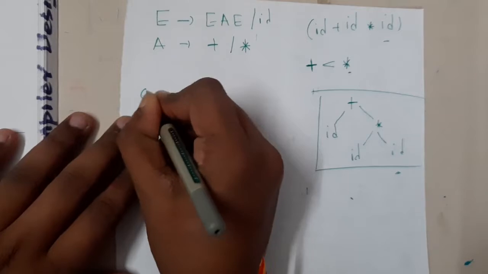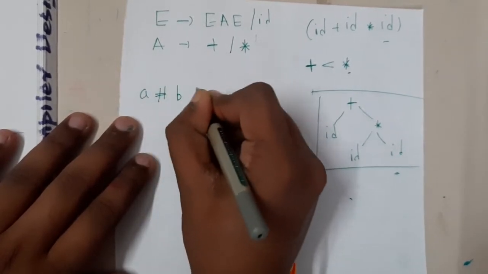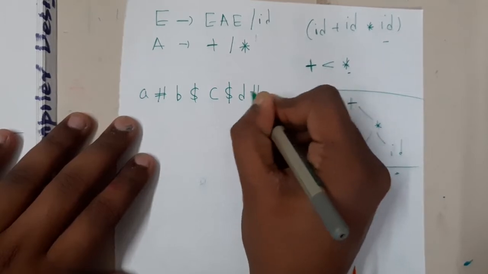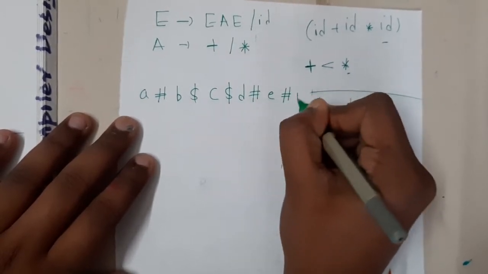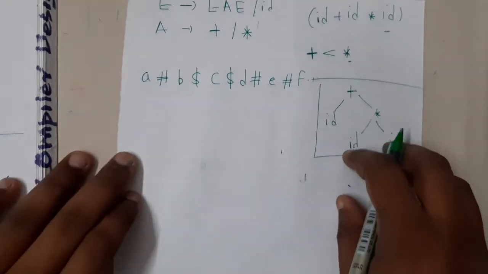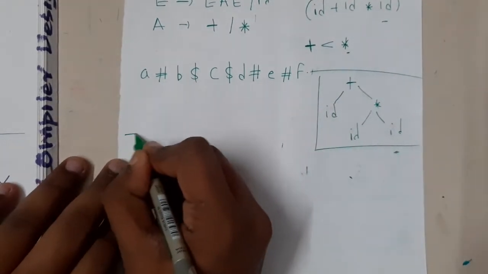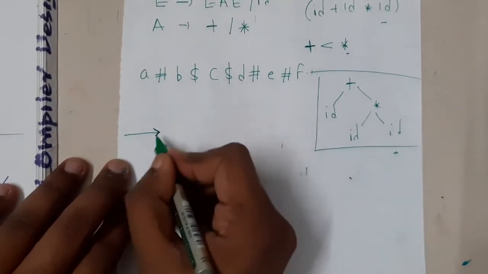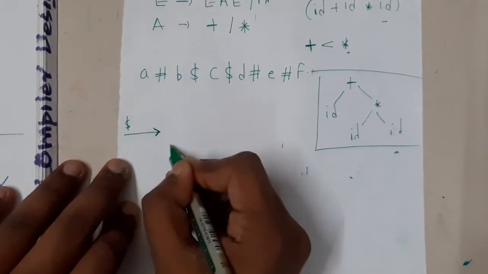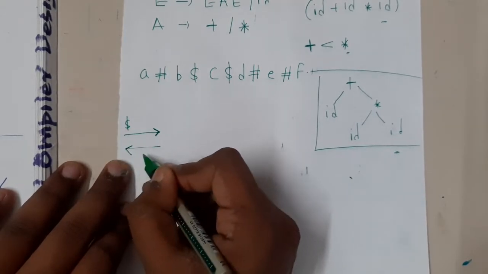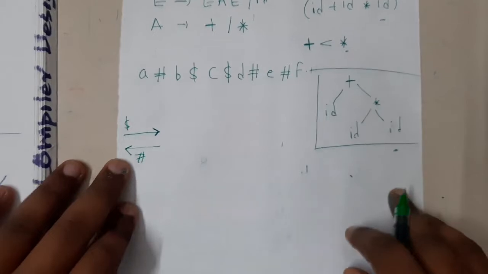They are saying A hash B dollar C dollar D hash E hash F. They clearly told that dollar has the highest precedence and it moves left to right, so the associativity is left to right. When it comes to hash, the next precedence is for hash, and that is moving from right to left. That is what is given in the question.